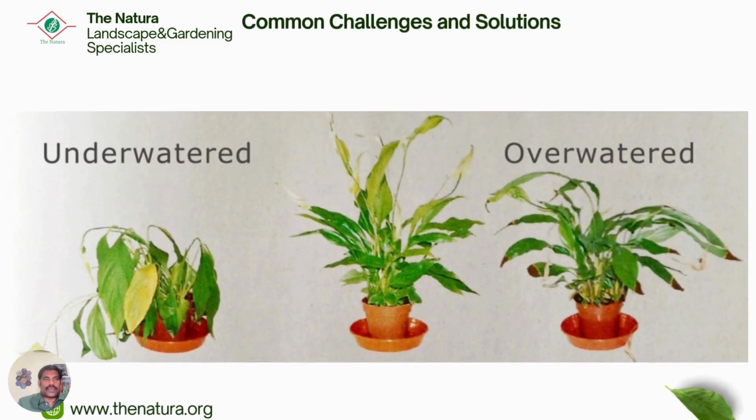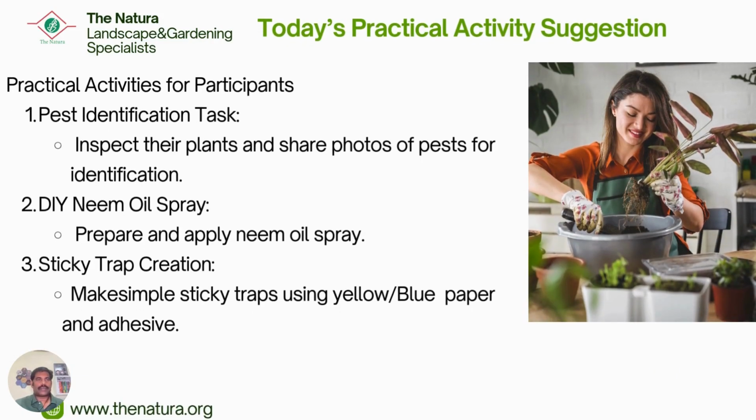This I wanted to show you. This is underwatered, overwatered, and this is regular plants. If you overwater, you can have wilts, and if underwatered, you can have drooping and wilts. So you should do proper water management, as we discussed in our earlier sessions.